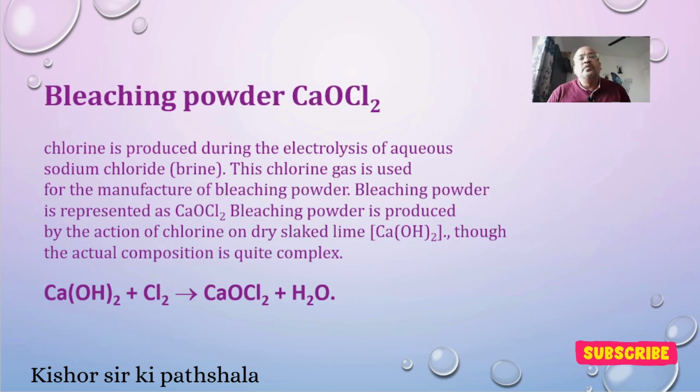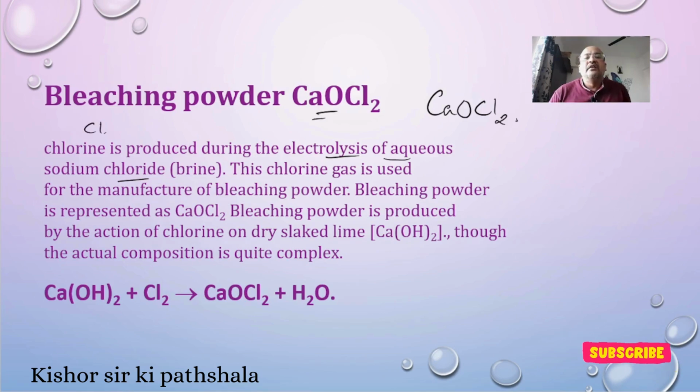Then let's come to bleaching powder. What is bleaching powder? Bleaching powder is CaOCl2. You know that chlorine is produced during the electrolysis of aqueous sodium chloride. We have seen that one product we got is chlorine. Now this chlorine gas is used for manufacturing bleaching powder.